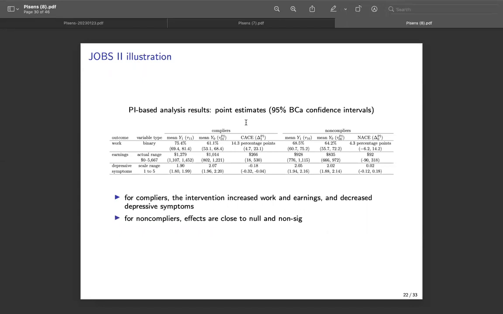The PI-based analysis, so this is the main analysis, shows that for compliers, the intervention increased work and earning and reduced depressive symptoms. For non-compliers, the effects are close to null and not statistically significant. So this may be a case where the exclusion restriction assumption may hold, but the nice thing about this other approach is that you don't have to assume that the NACE is exactly 0 and shift all of the difference to the CACE, right?